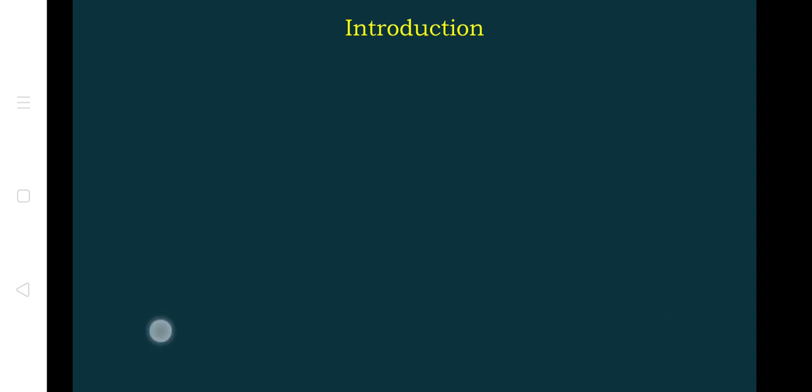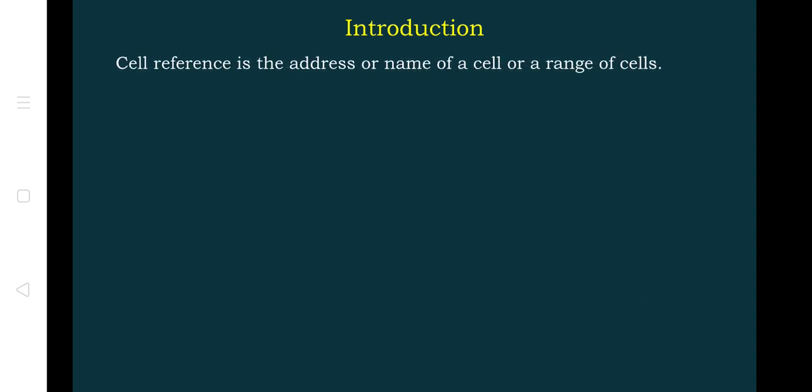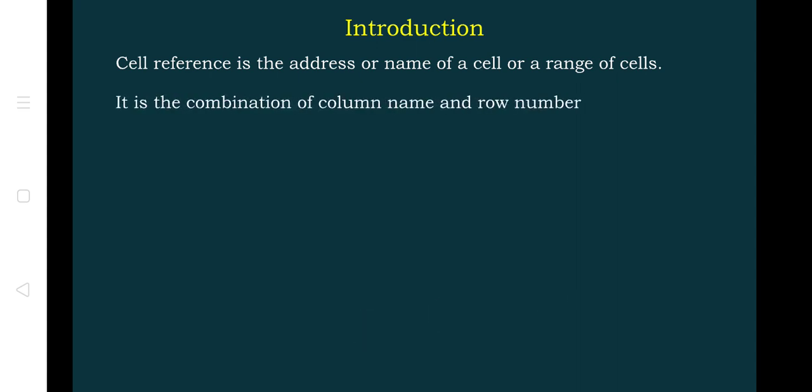Let us know first of all what is meant by cell reference. Cell reference is the address or name of a cell or range of cells. In order to access the data from the cells, we have to refer to the cell, and that is done by the address of the cell. We already have seen how to name the cell. So the cells are named by the column letter and the row number. And we can also refer to a group of cells called the range of cells. It is the combination of column name and row number.